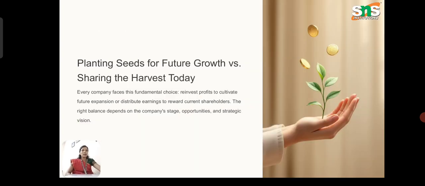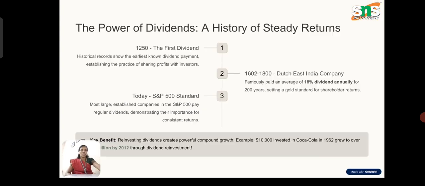Next one is planting seeds for growth versus sharing the harvest today. Every company is facing a fundamental choice: whether to cultivate future expansion or return earnings to current shareholders. The right balance depends on the company's stage, opportunities and strategic vision.